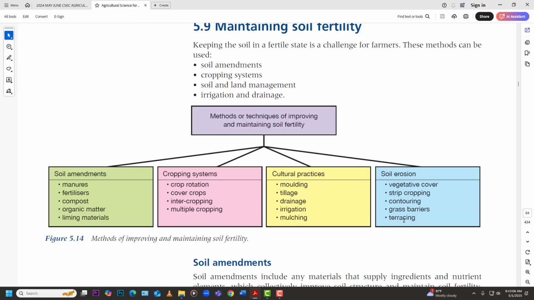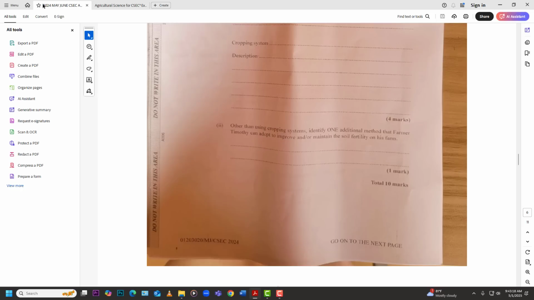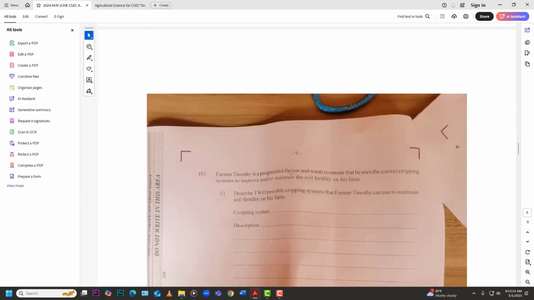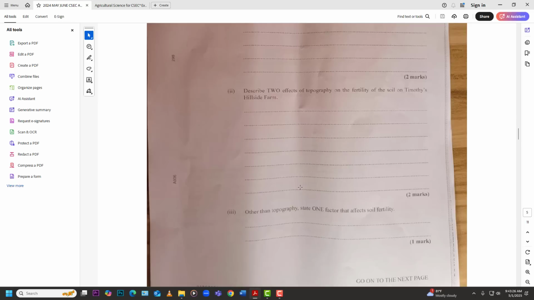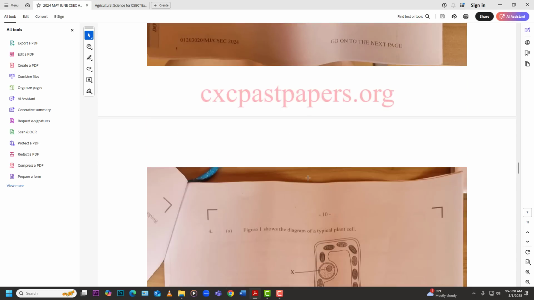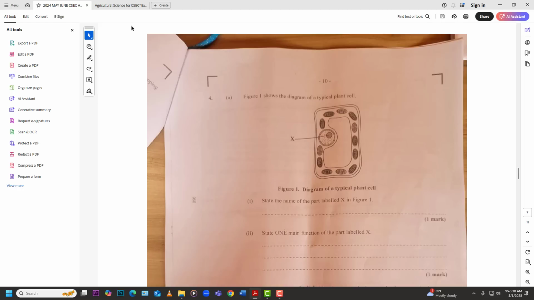You can do barriers, you can do windbreaks, you can do contour farming, plowing, sorry, those kind of things, right? So those are other ways you can help to maintain and improve the fertility of the soil. So easy like that. Question 3 is done. 10 easy marks, and that is that.